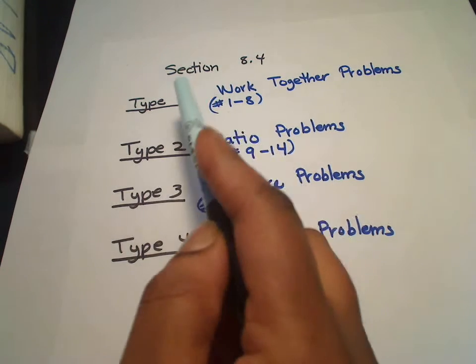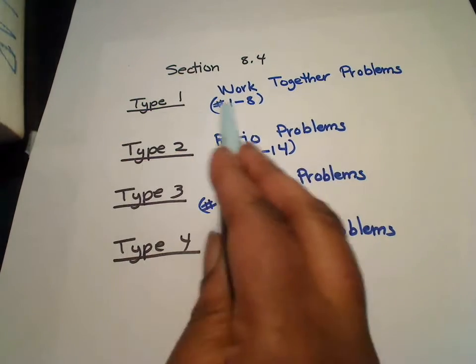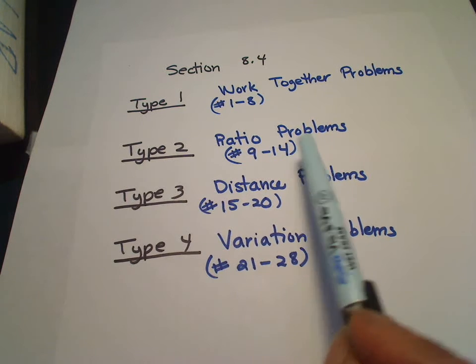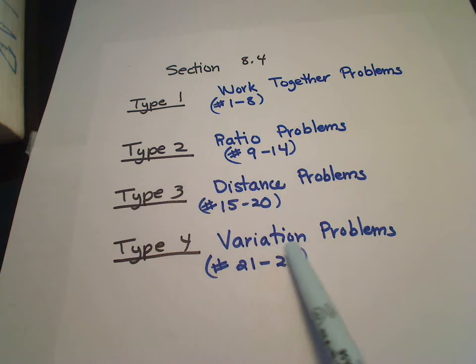In section 8.4, we will work 4 different types of word problems. Type 1 is the work together problem. Type 2 is the ratio problem. Type 3 is the distance problem. And the last type we will work will be the variation problem.